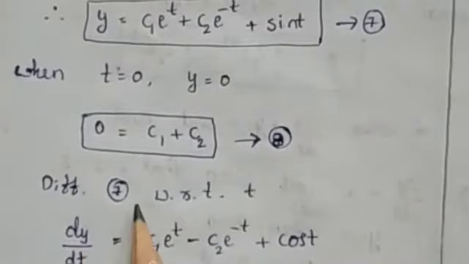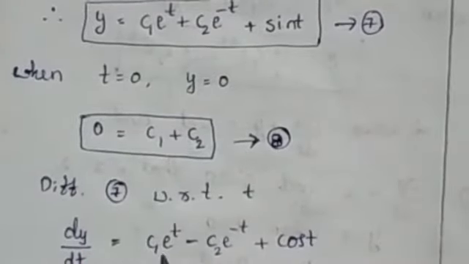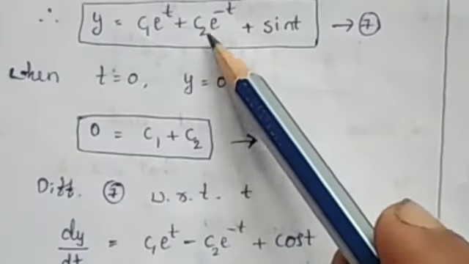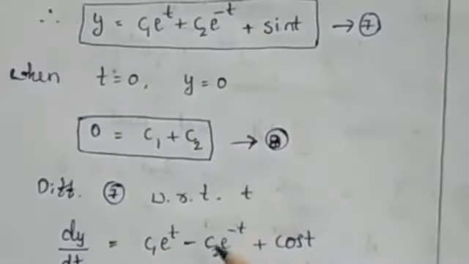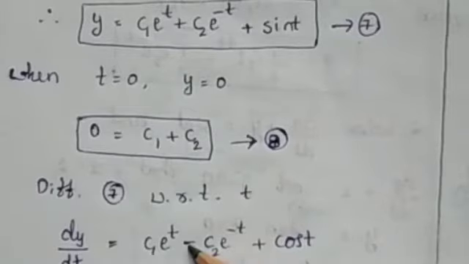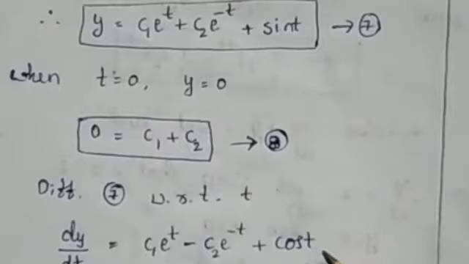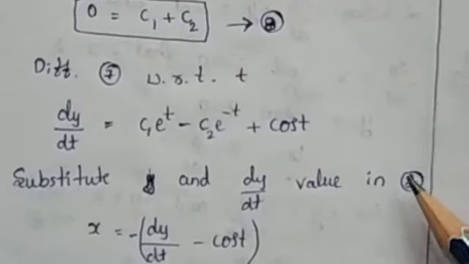You differentiate equation 7 with respect to t. You get dy by dt which is equal to c1 into e power t, differentiation is e power t, plus c2 into e power minus t, differentiation is e power minus t into chain rule minus, so minus multiply, plus sin t, differentiation is cos t. Then you substitute y and dy by dt value in equation number 2.